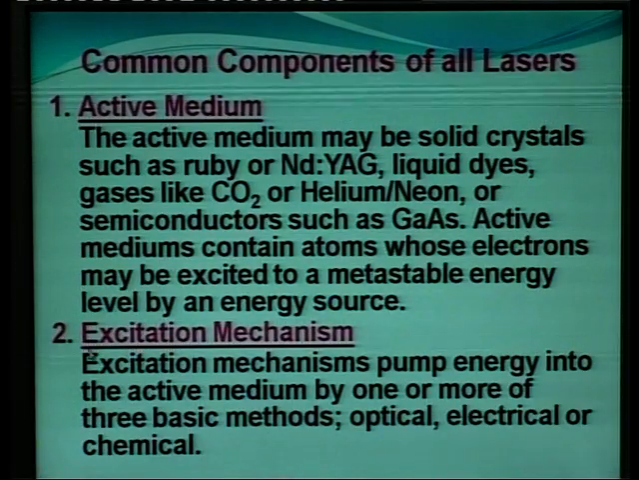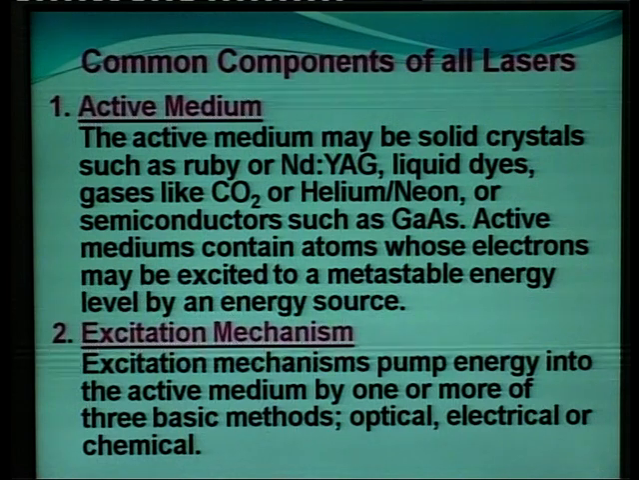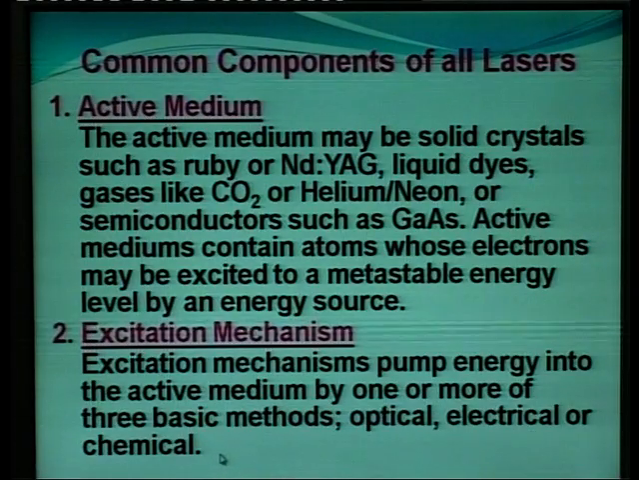So next, an excitation mechanism is required. How to excite the atoms from ground to excited state? Excitation mechanisms pump energy into the active medium by one or more of three basic methods. The three basic methods are optical, electrical or chemical. So by light energy we can excite the atoms, or by giving electrical energy, or by chemical energy.